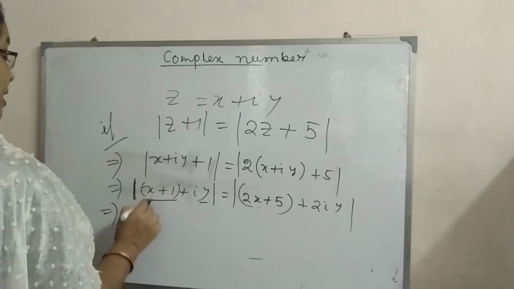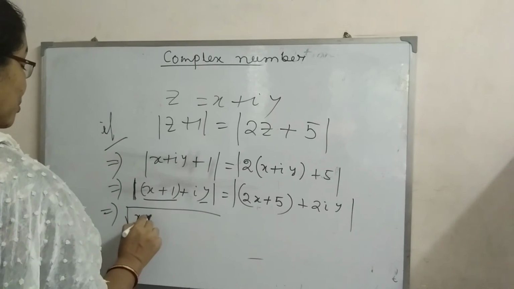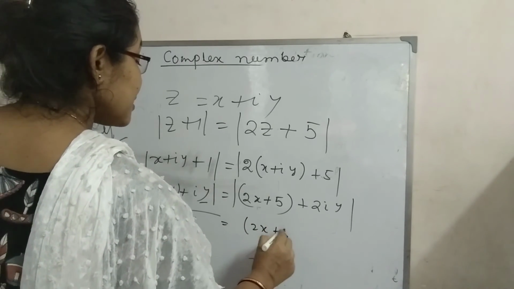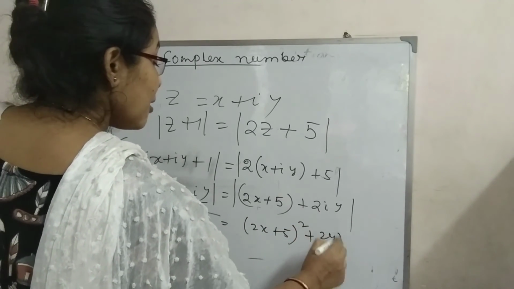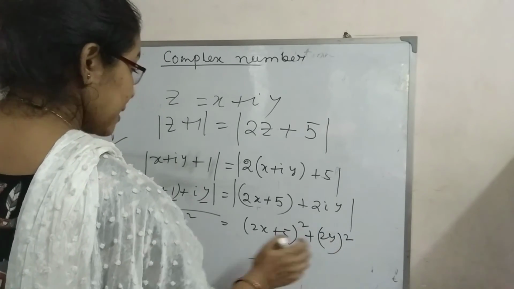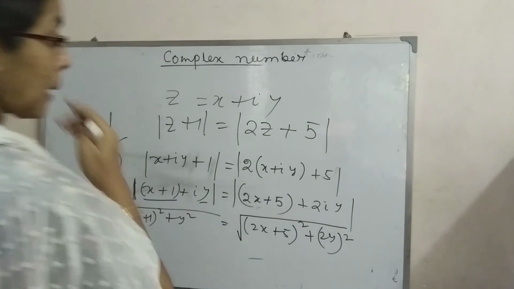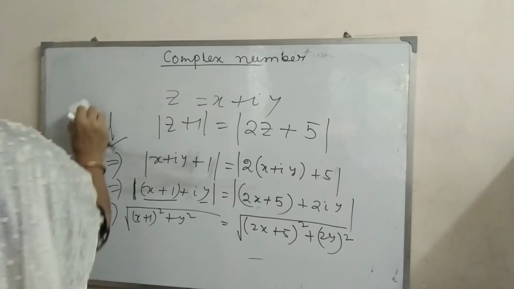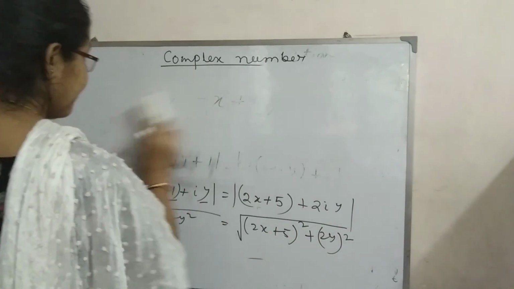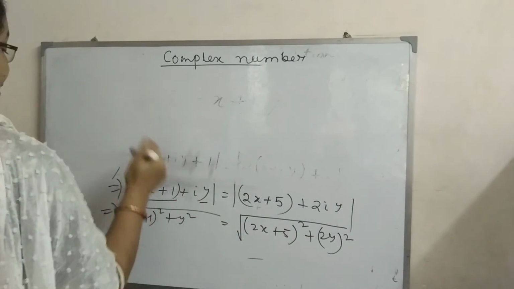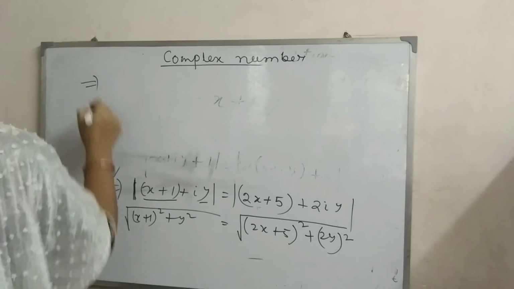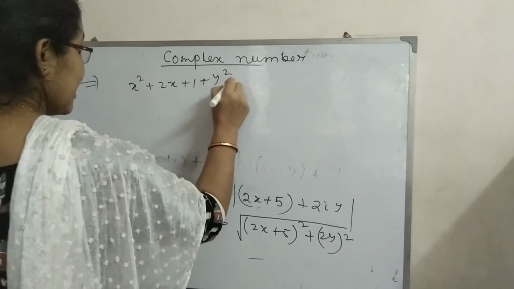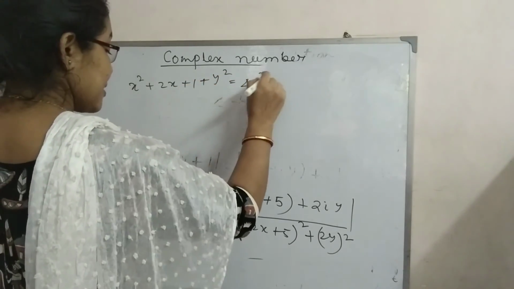So modulus of this is equal to root over (x plus 1) whole square plus y square, and here 2x plus 5 is the real component and this is the complex component, this equal to this. From here I can write, root over x square plus 2x plus 1 plus y square, this is equal to root over 4x square plus 20x plus 25 plus 4y square.